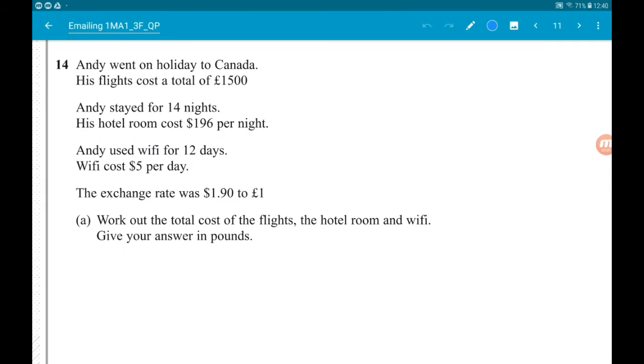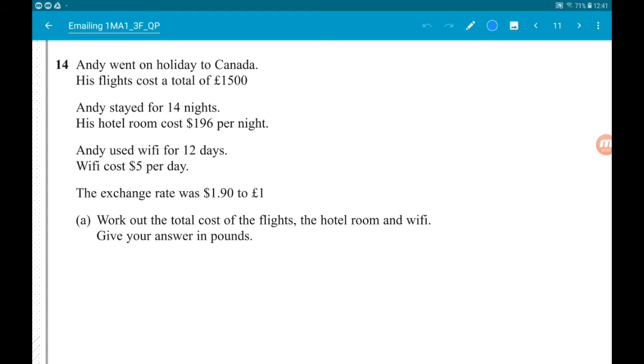Okay, number 14. So, 6 marks altogether, 5 and 1. So, Andy went on holiday to Canada. His flights cost a total of £1,500. Andy stayed for 14 nights. His hotel room cost $196 per night. Andy used Wi-Fi for 12 days. Wi-Fi cost $5 per day. The exchange rate was $1.9 to £1. We want to work out the total cost of the flights, hotel and Wi-Fi, giving our answer in pounds.